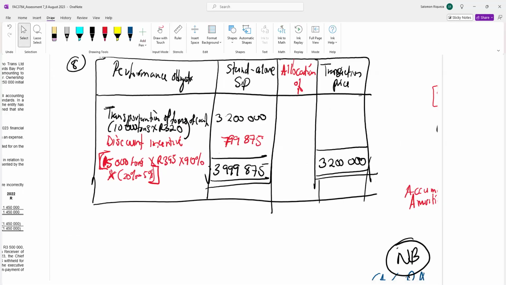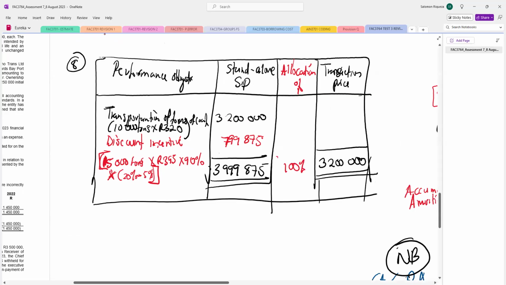Right, which is done this way. So I'm taking from transportation cost, I'm taking this figure over the total multiplied by 100. So I should have 100% here. So it's this figure divided by this multiplied by 100. Okay, so 3.2 million divided by 3,999,875 multiplied by 100. Okay, I'm just going to use 2 decimal places. So this is 80%.